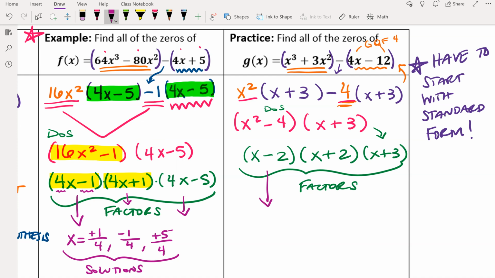And you should be able to tell me what your solutions are, what x equals from these factors. So very quickly on your paper, tell me what does x equal? X equals 2, negative 2, flip the signs, and negative 3, and we're done. That's it. All right, let's get some more practice in.